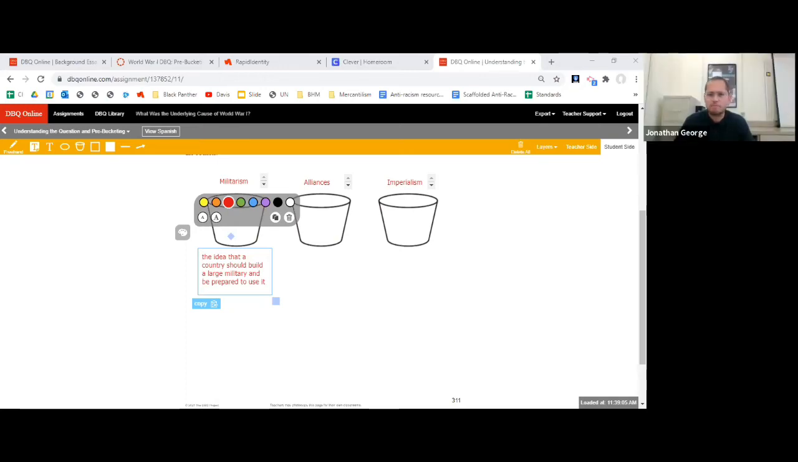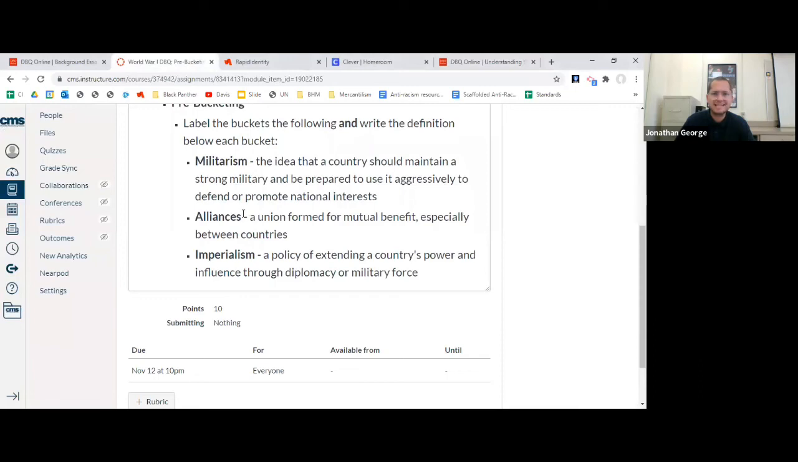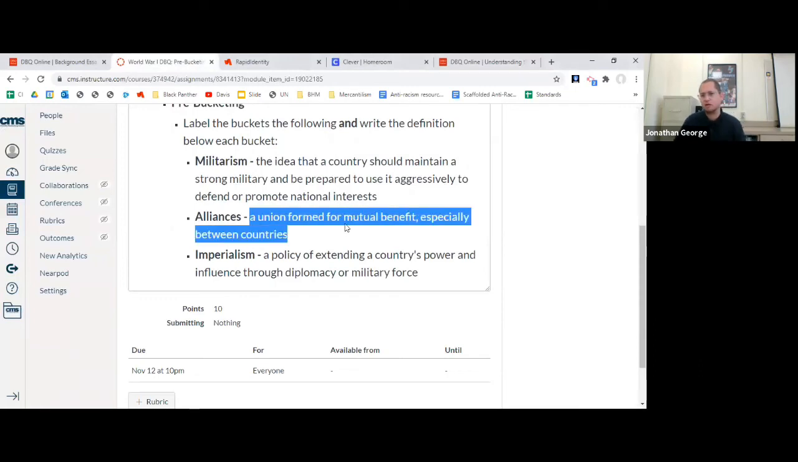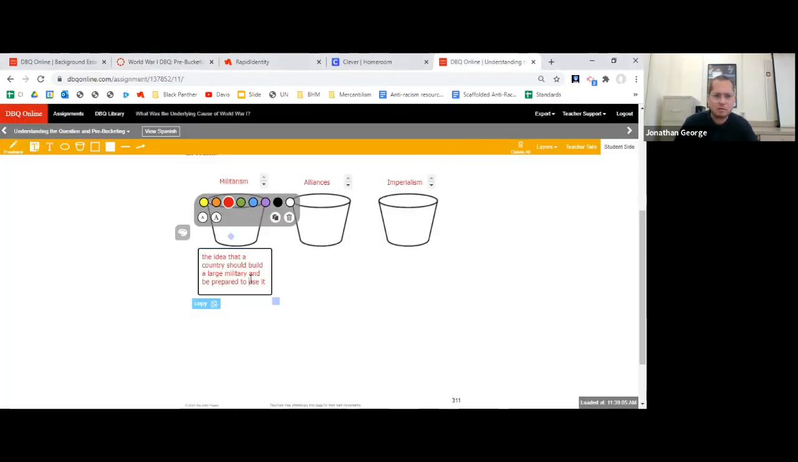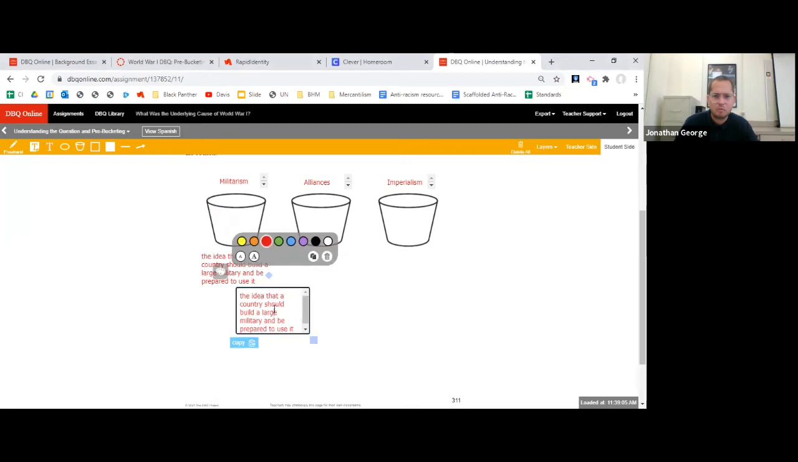All right, let's move on to the next one. Alliances. Take a look here, right? Alliances. This is a union formed for mutual benefit, especially between countries. Let's take a look and rephrase it in your own words, please. I'm going to copy this one. Move it over here.